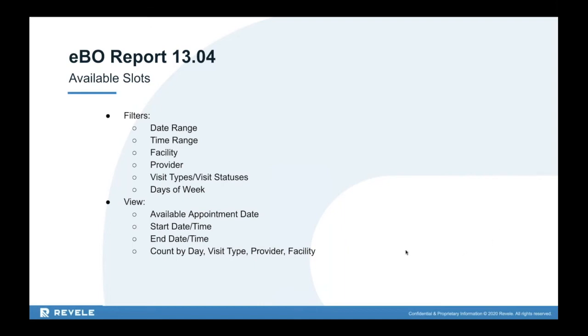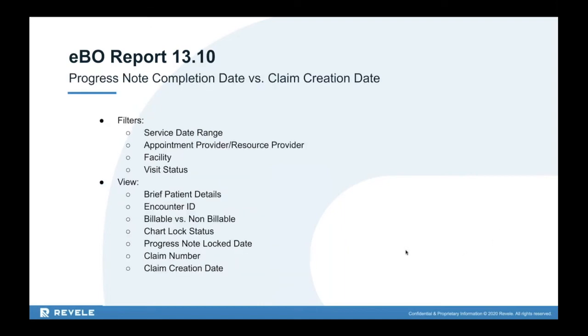So now I'm going to talk about a report that looks at claim creation date versus when a progress note was completed. For this, you're going to have some common filters. You can set this for a particular service date range. You can look for all providers or certain ones, same for facility. And then for visit status. So that's kind of like with the copay report.